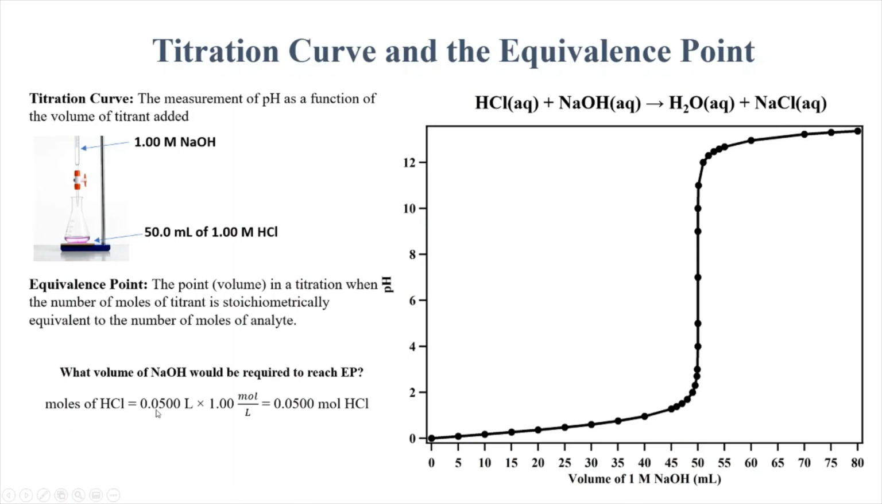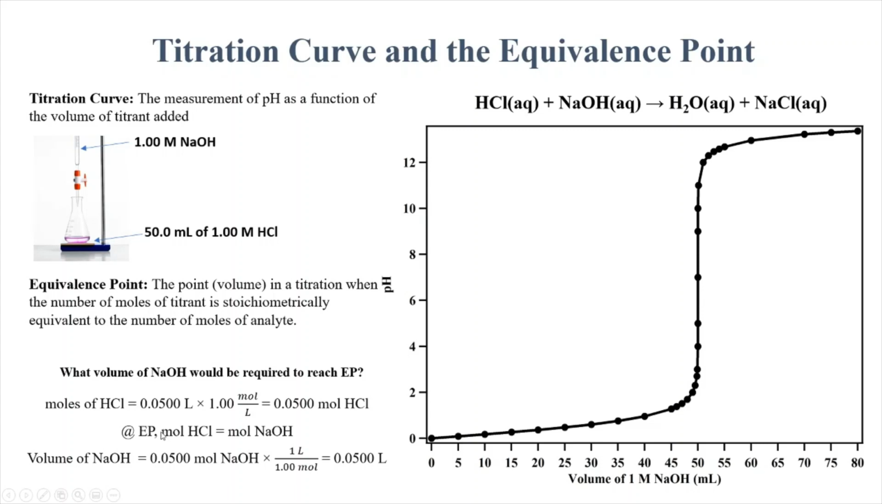So we have 0.0500 liters. I basically took this 50 mils and converted it to liters, dividing it by 1,000. And we know that our concentration is 1.00 moles per liter. So when you multiply 0.05 times 1, you get 0.0500 moles of HCl. And then we know that at the equivalence point, the moles of the HCl are going to equal the moles of the NaOH. That is the definition of the equivalence point, when the titrant and the analyte are stoichiometrically equivalent.